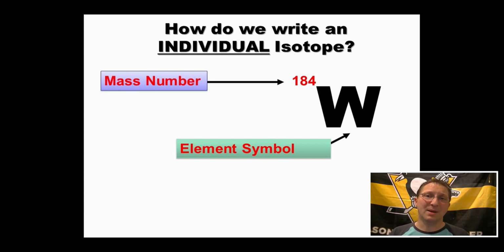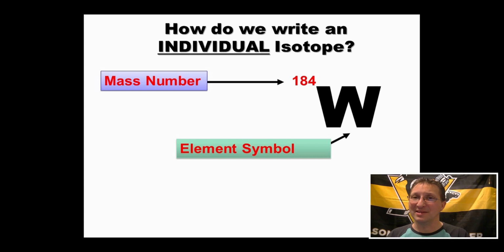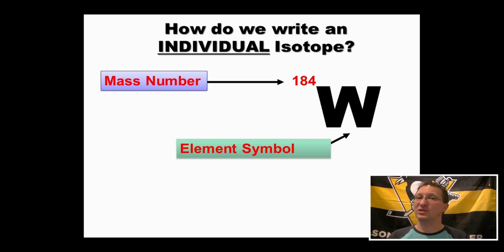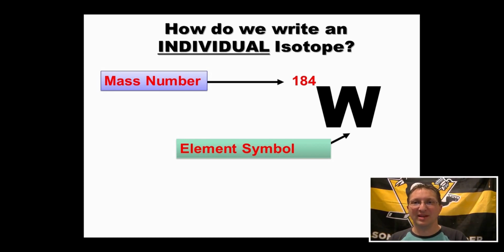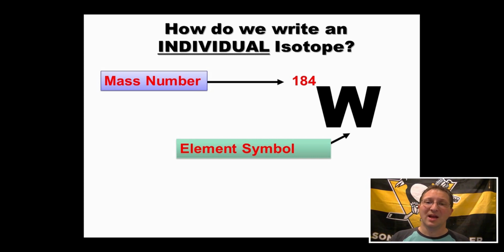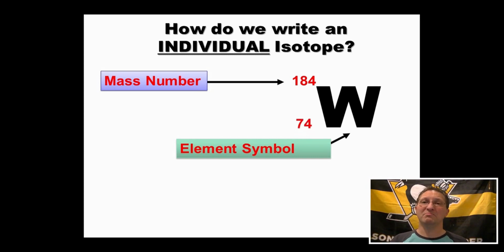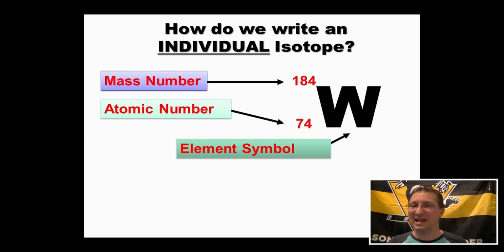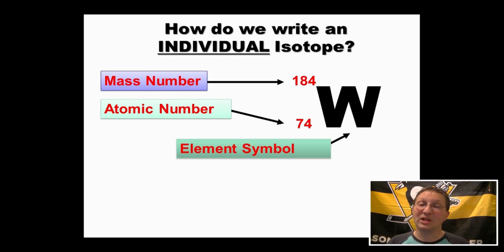What is that 184 for tungsten? That is the mass number. Now notice I did not say average atomic mass. The average atomic mass is only going to be found on the periodic table. This is the mass number. In other words, this is this isotope's particular mass. This mass belongs to this isotope. It's not an average number. This is the mass of this particular thing. At the bottom left, we have our atomic number, and that's going to be the same for any isotope. That's one way to write an isotope.